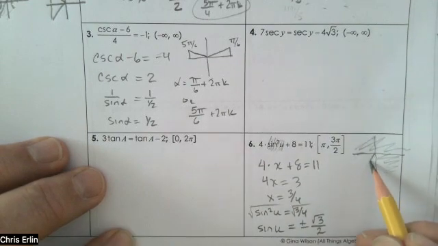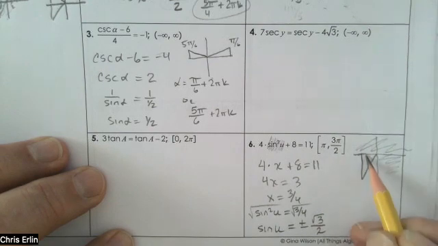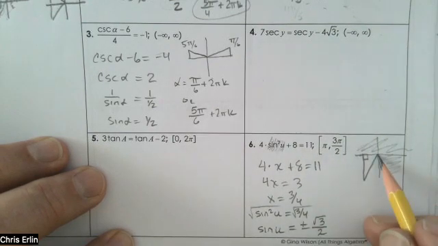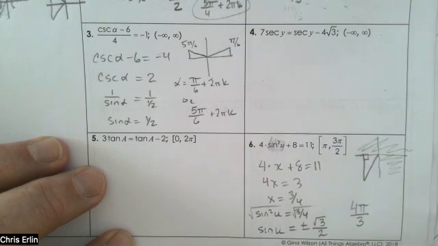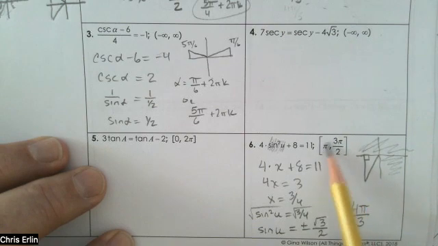And I'm looking for where the sine is root 3 over 2. That's the tall triangle. And so this is going to be 4 pi thirds. It tells me here. Oh.